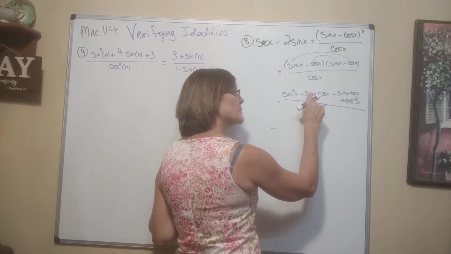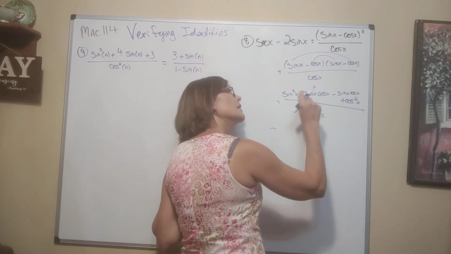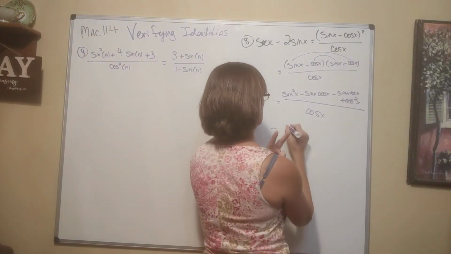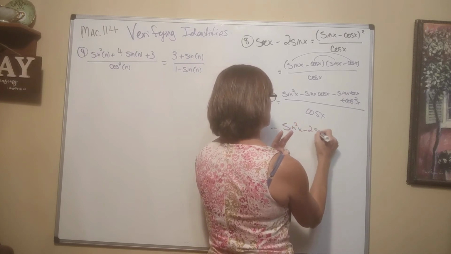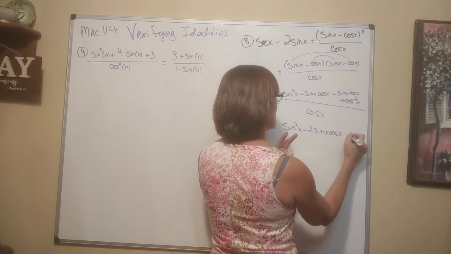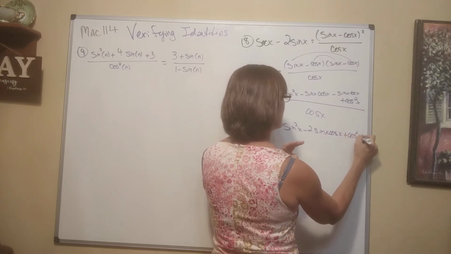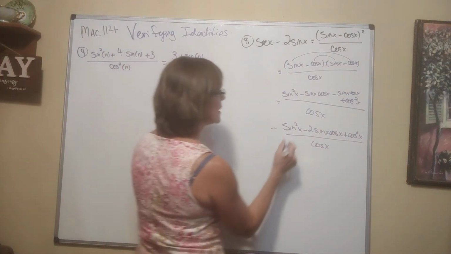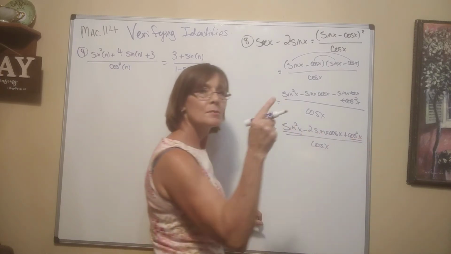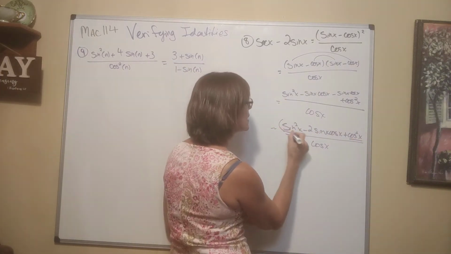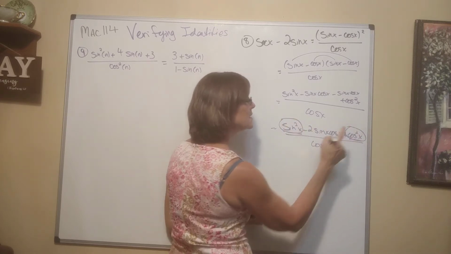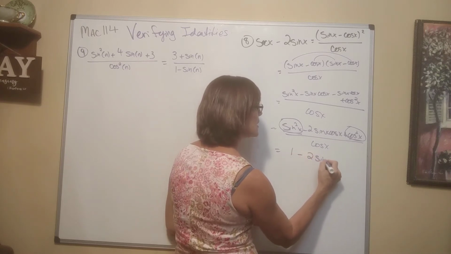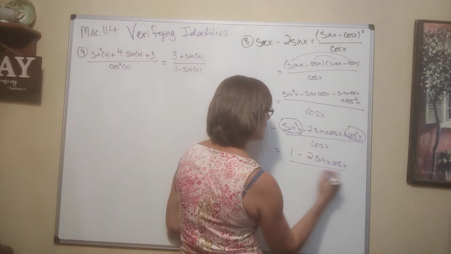Sine squared, sorry. Negative sine x cosine x plus negative sine x cosine x is negative 2 sine x cosine x plus cosine squared of x all over cosine of x. Okay. Now, I'm seeing something. I see the sine squared x plus the cosine squared x, and that is the Pythagorean identity. So right here, that is the number 1, right? So this is 1 minus 2 sine x cosine x all over cosine of x.